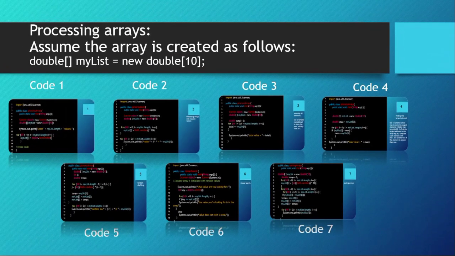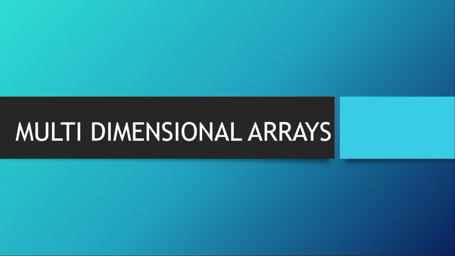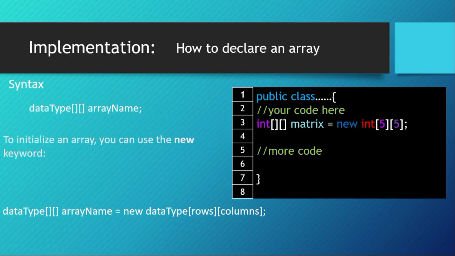Alright, so with that being said, we are done with basically single dimensional arrays. So feel free to play around with all the operations here and there and see what you find. So let's talk about multi-dimensional arrays. The implementation is the same as single dimensional arrays, just that now you have multiple brackets in here.